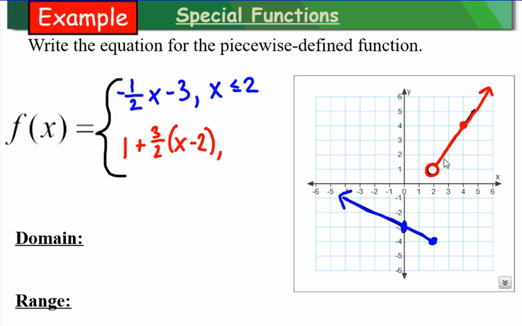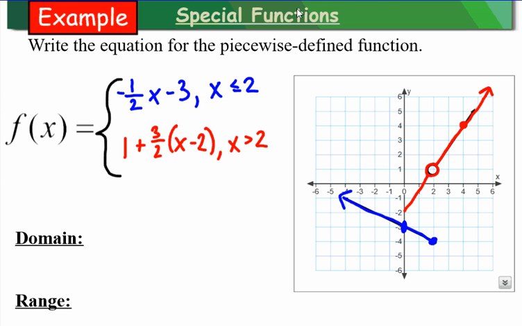And when do I use this red one? I use it so long as x is greater than 2. So you could write it in point slope. If you wanted to, you could work backwards and figure out that it's going to cross at -2. You could have written this red part as 3/2 x - 2, and that would have been fine as well. Either one. I just did it in point slope.